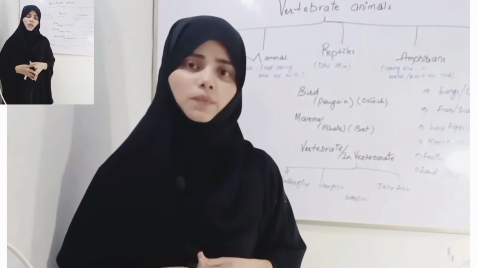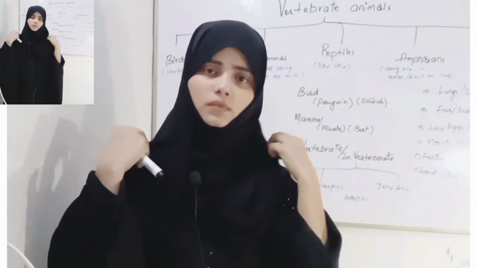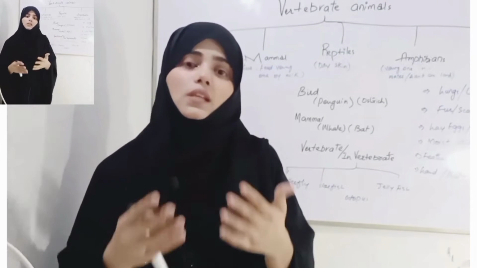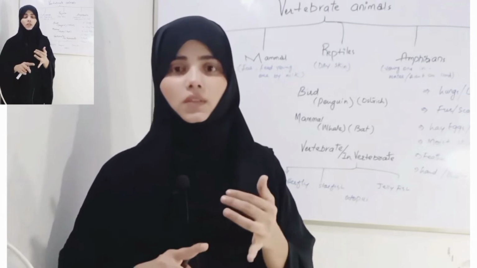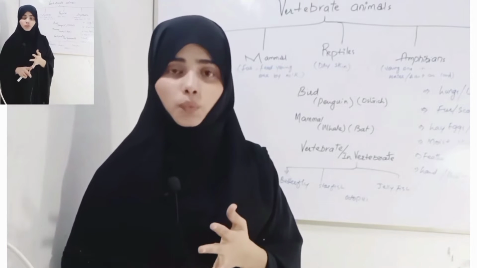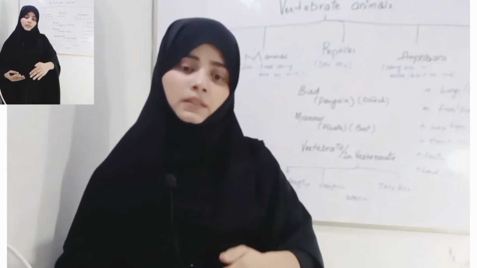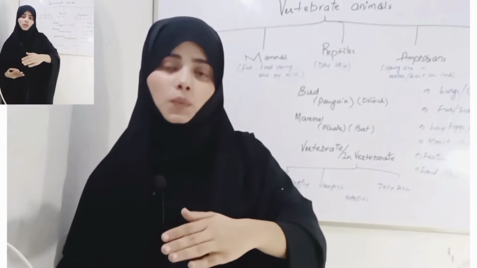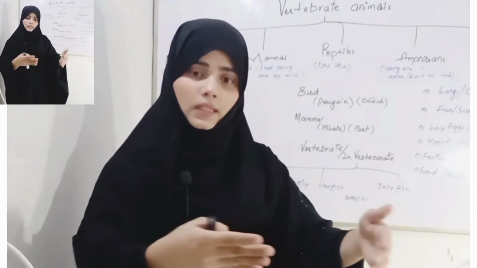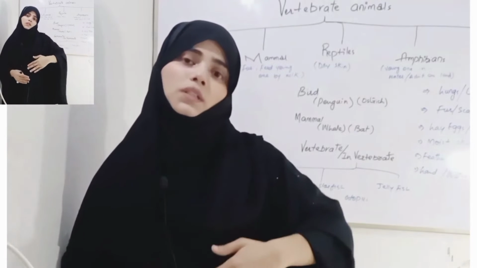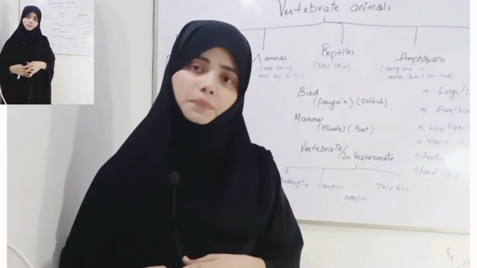Let's talk about amphibians. An amphibian example is the frog. Look at the frog's skin. Its skin is moist. This is the number 1 character of the amphibian group. Number 2, their young ones have gills, but in the adult stage these gills convert into lungs. So when they are young they live in the water, but when they become adults they have lungs.